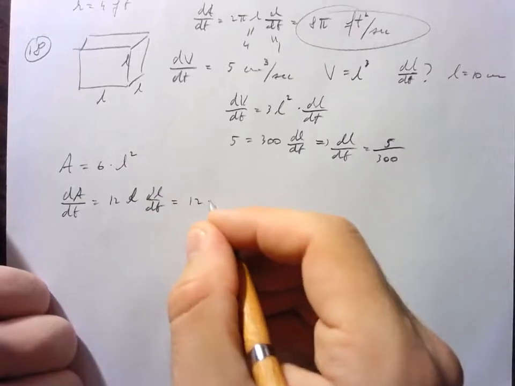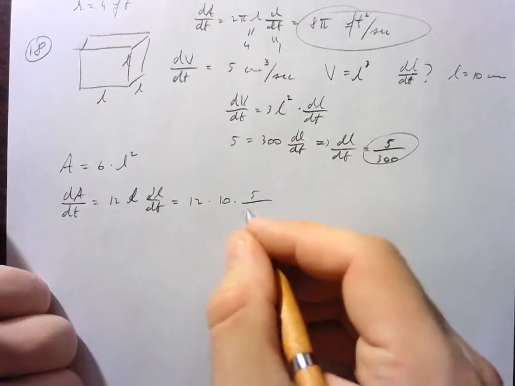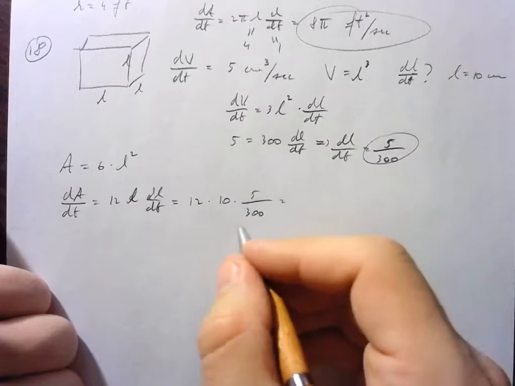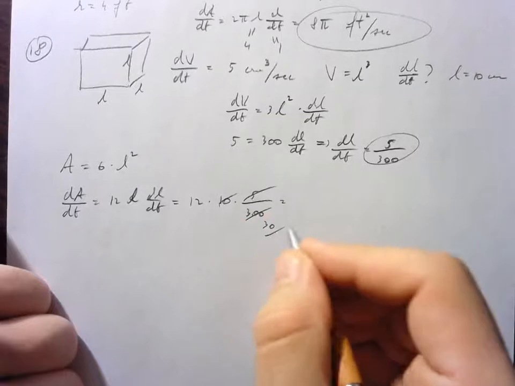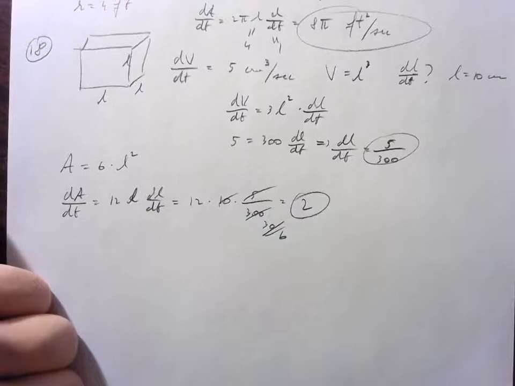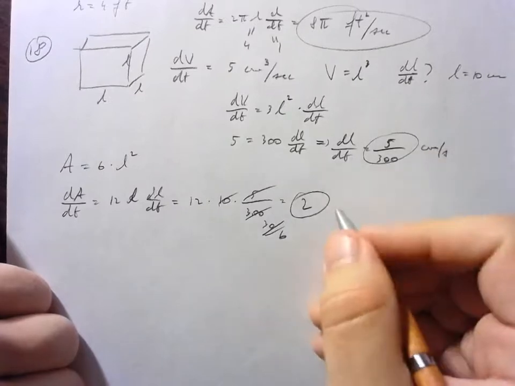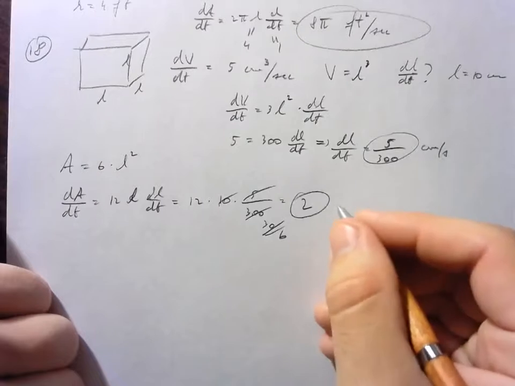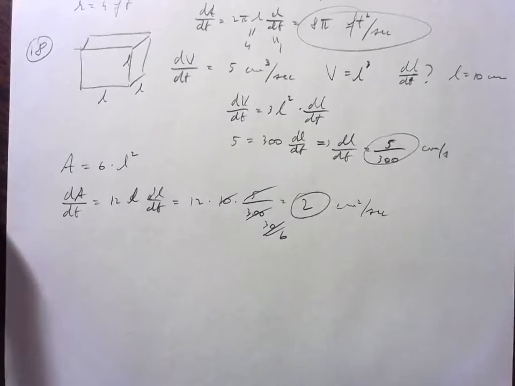So this is going to be 12, L is 10, and dL/dt we found in the previous part of the problem, that's 5 over 300. So okay, I can cancel some stuff here, I'm left with 30. I can cancel more stuff, I'm left with 6 in the bottom. 12 over 6 is equal to 2, and that is the rate of change of the surface area. And of course the units here are centimeters per second for the side length, and here it would be centimeters squared per second increase in surface area, or the rate of change of the surface area.